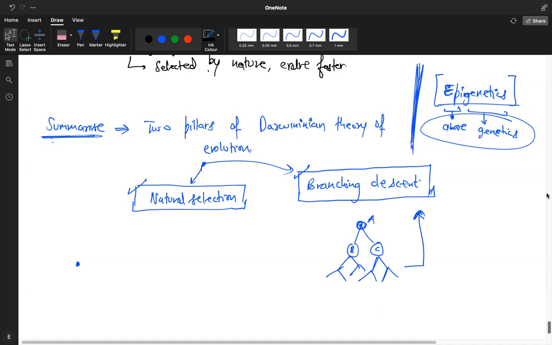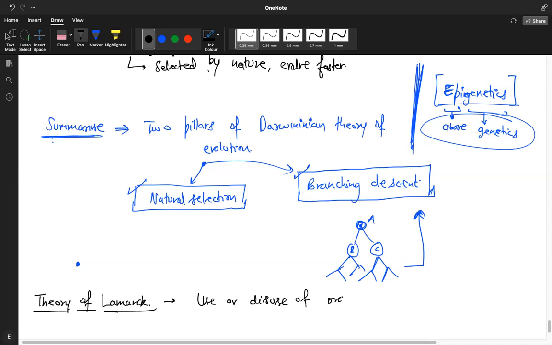So Lamarck, write down the theory of Lamarck stated. It's also called Lamarckism, just like Darwinian or Darwinism. Lamarckian theory. The theory of Lamarck stated that evolution is driven by use or disuse of organs at will. This is where he was wrong.